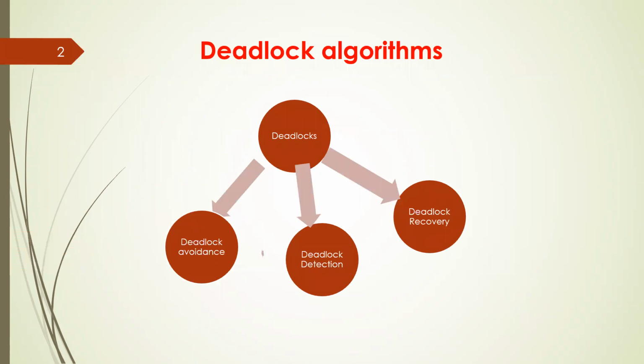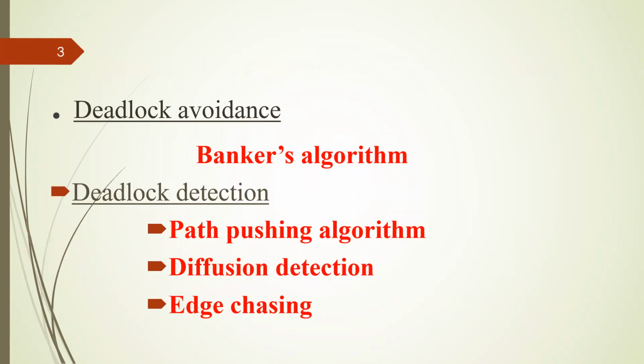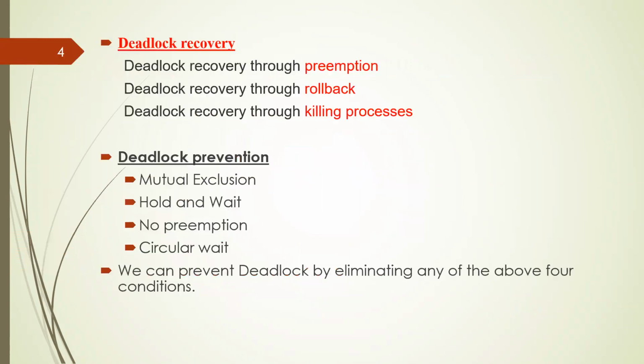Deadlock avoidance, deadlock detection, and deadlock recovery are deadlock algorithms. Today we are going to see the deadlock avoidance algorithm, Banker's algorithm. Path pushing, diffusion detection, and edge chasing are deadlock detection algorithms. And for recovery, rollback recovery, preemption, and killing processes are deadlock recovery algorithms.